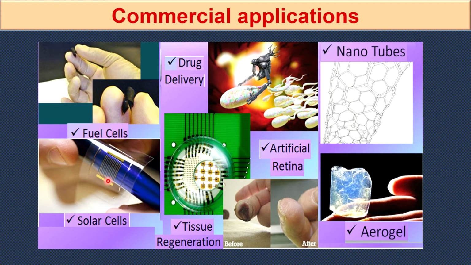Other energy supplement is the solar cell. Nanotubes also find a lot of application in medical science, such as targeted drug delivery systems, and they enable mankind to diagnose and treat all the major diseases such as cancer, HIV, etc. Artificial retina and tissue regeneration are the other examples of nanotube applications in life science. Aerogel is a porous ultralight material with low density, and it has been used as an effective insulating material.